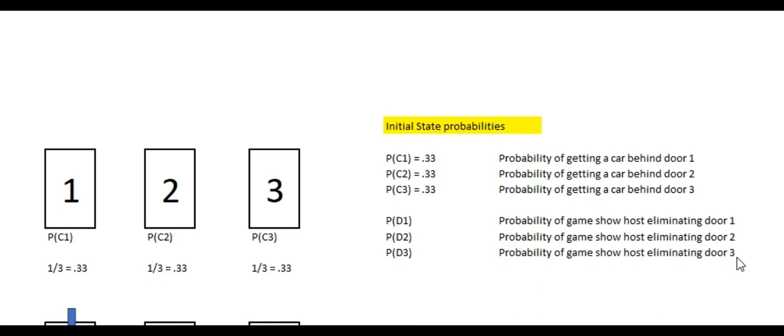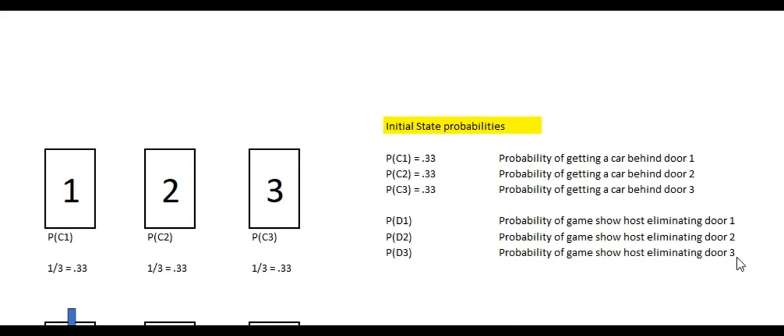The probabilities initially of finding a car behind any one of the 3 doors is equal, and it is expressed as 1 upon 3, which is 0.33. Similarly, the probability of the game show host eliminating any one of the 3 doors is expressed in the form of P of D1, D2 and D3 respectively.